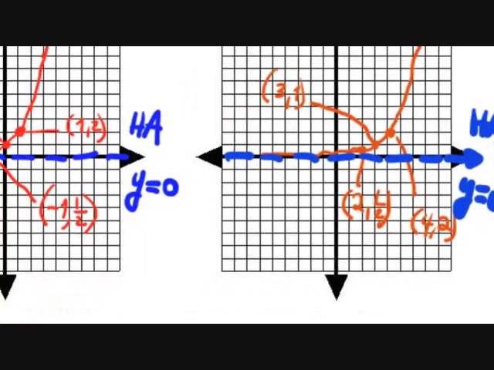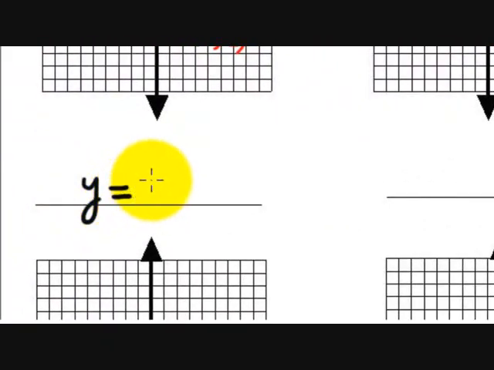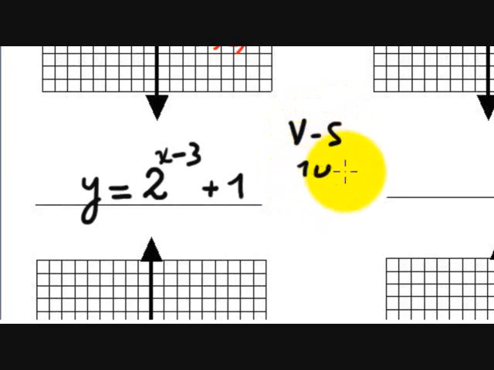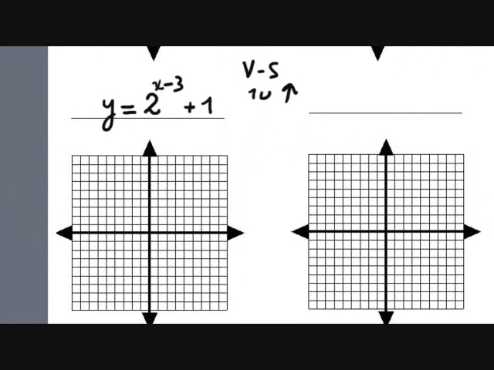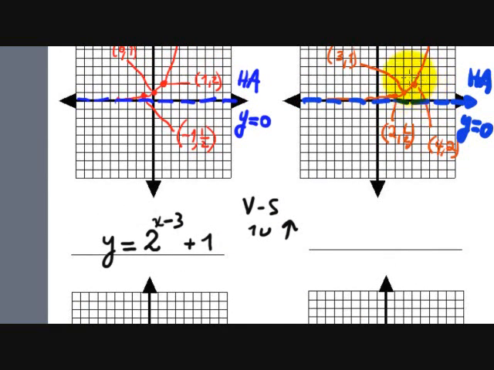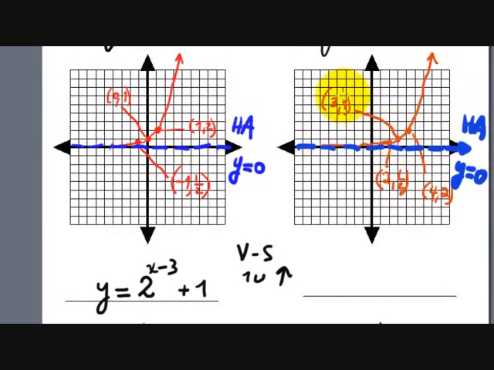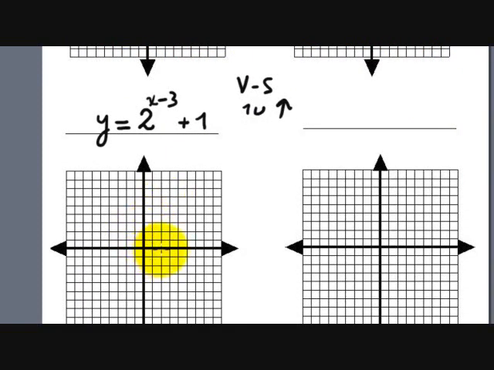Okay. Next transformation is y equal 2 to the x minus 3, plus 1. This is obviously a vertical shift 1 unit up. Let's see the example. The first point is located here at (3,1). When you are increasing y by 1, 3 comma 1 plus 1 is 2, so (3,2). 1, 2, 3, 1, 2, here. (3,2). The other point is (4,3).